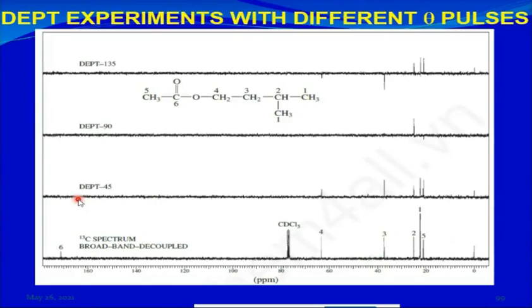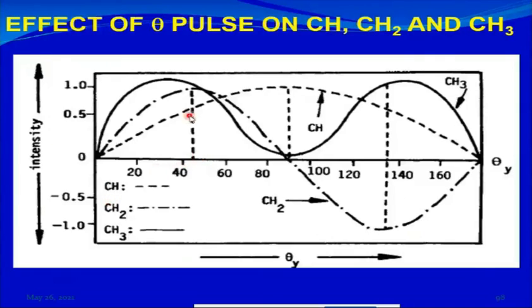Remember, DEPT 45 may not be of much significance or help for you guys, but still it is sometimes used in carbon-13 NMR spectroscopy. Let's see why it may not be very significant. So if you remember from the diagram, for a DEPT 45 spectrum, like here, we should see a positive signal for CH, a positive signal for CH2, and a positive signal for CH3.